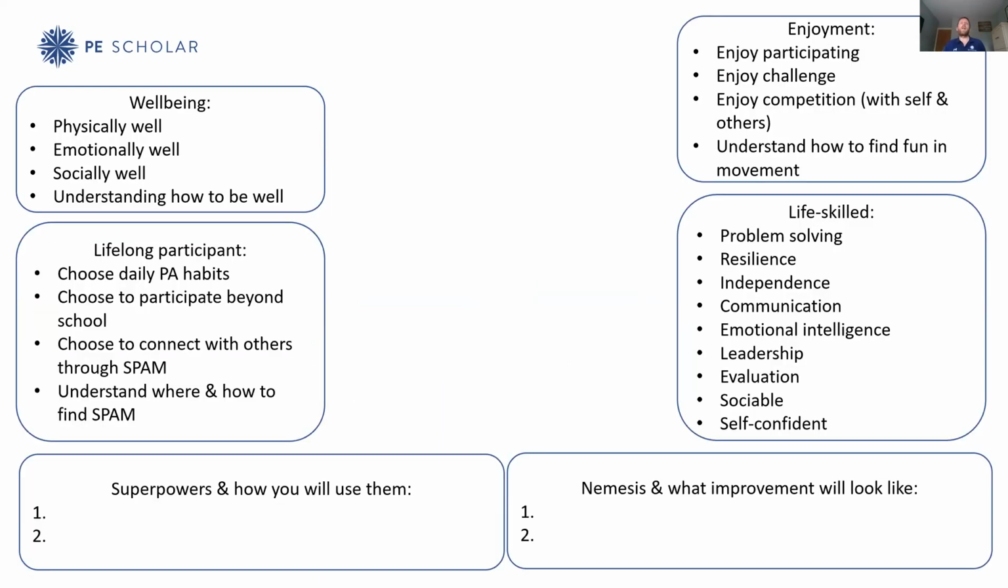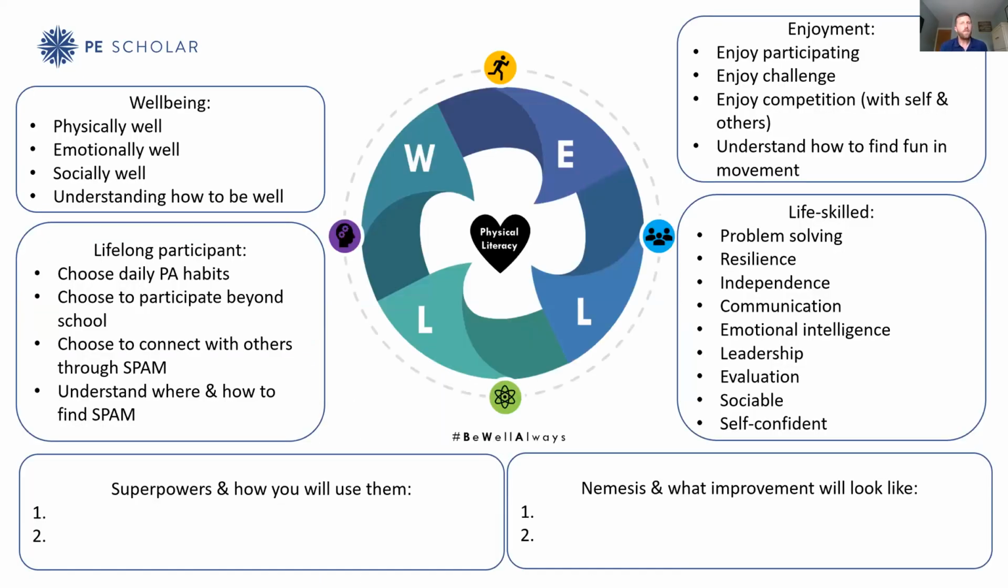And then what I really like in terms of a model, however you assess that in terms of numbers or grades or working below, working at, working beyond, helping children recognize what is their superpower. Of those different categories, which ones are they great at? And how will they use them to good effect in PE, in sport and beyond? And then which ones are their nemesis? Where are their weaknesses? Which are the ones that they're struggling with?